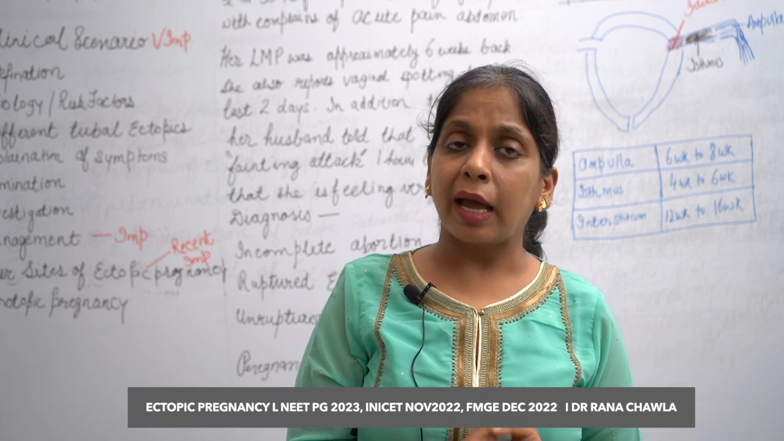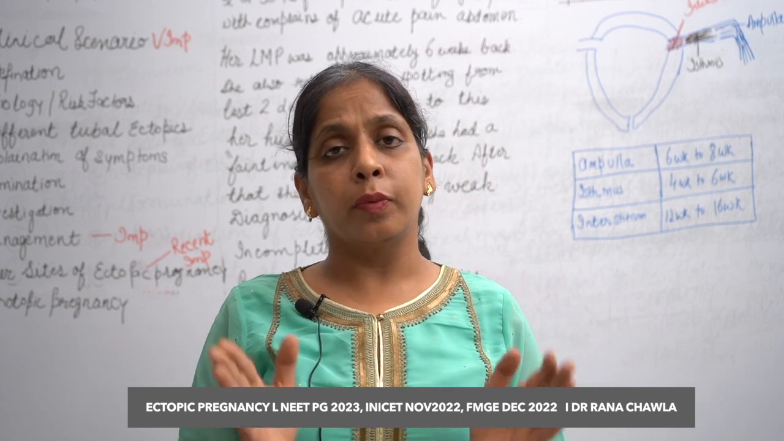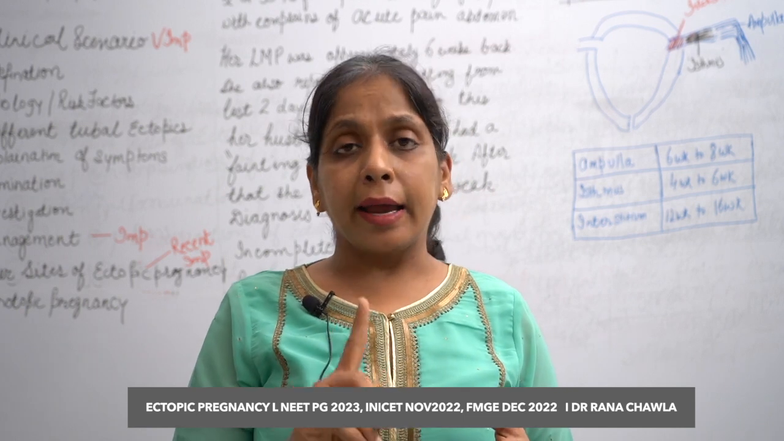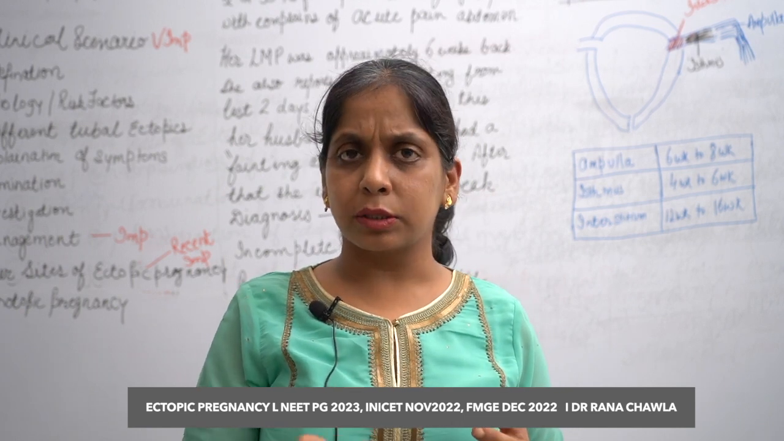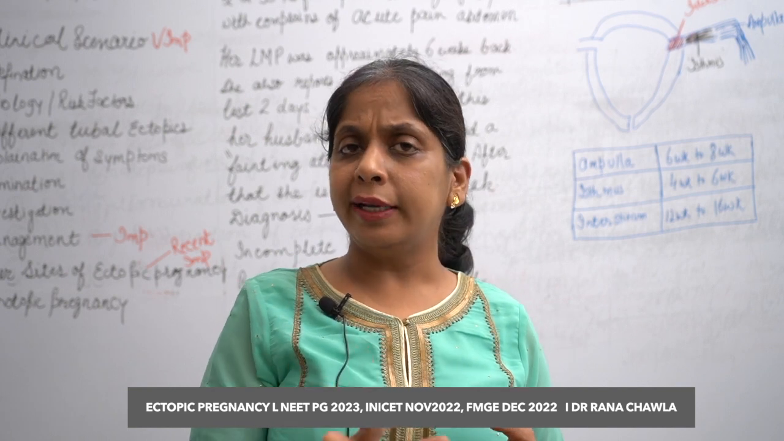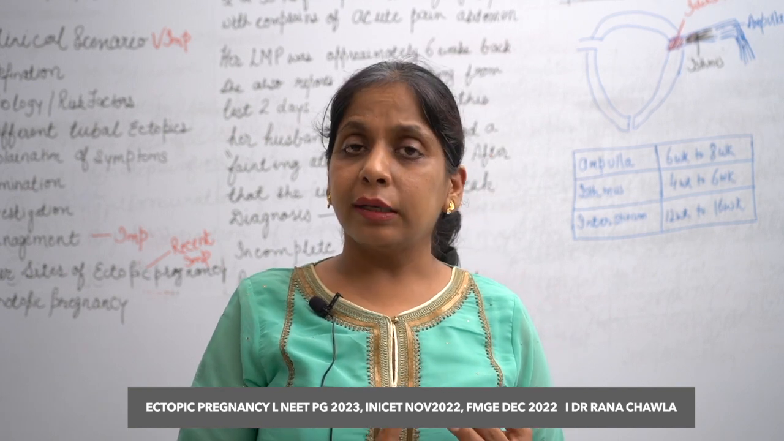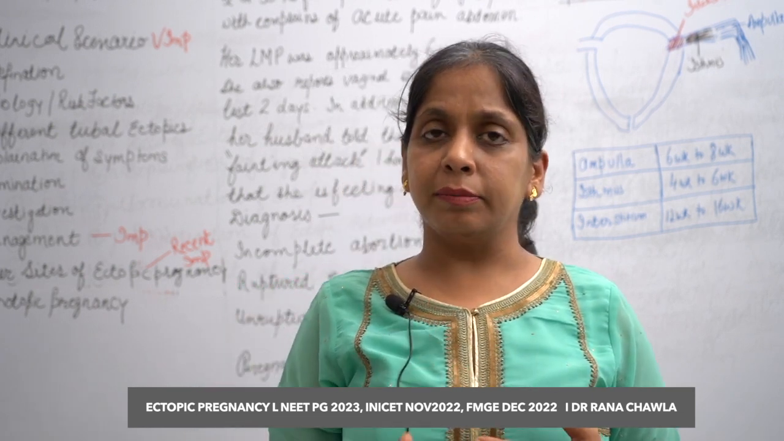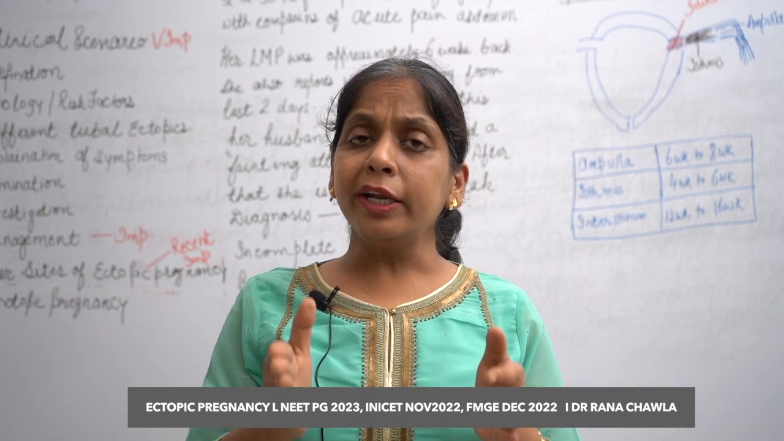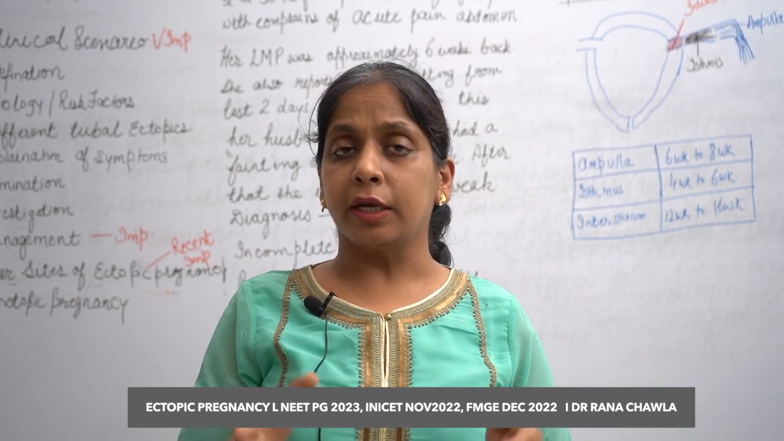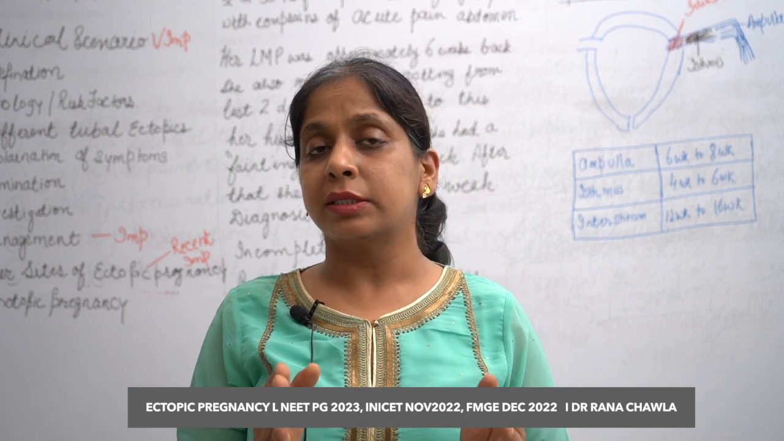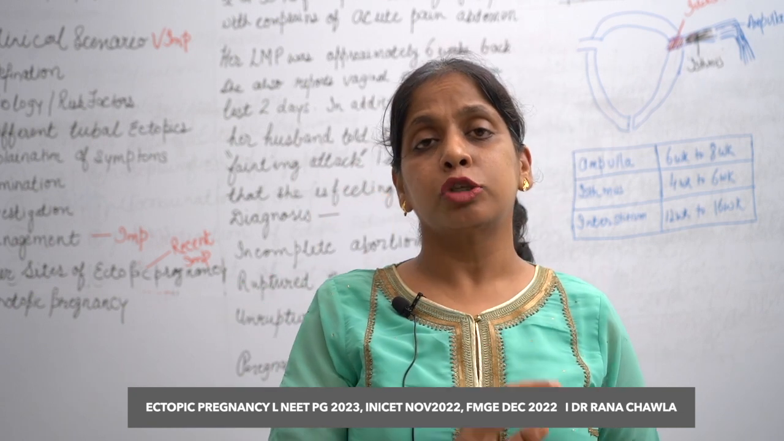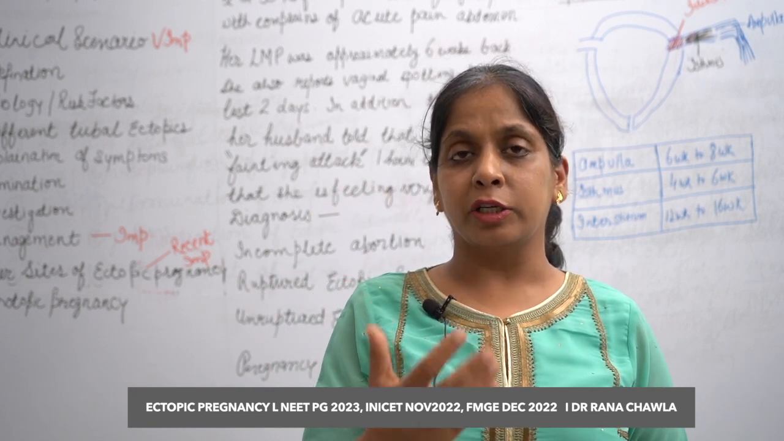So those are the three symptoms with which ectopic pregnancy presents: acute pain, amenorrhea of around 6 to 8 weeks, which you can say is early pregnancy, and the third symptom is vaginal spotting. Okay, so this is a symptom triad, and only two conditions in obstetrics present with these three symptoms. Once again, I will tell you, with three symptoms the ectopic pregnancy patient presents.